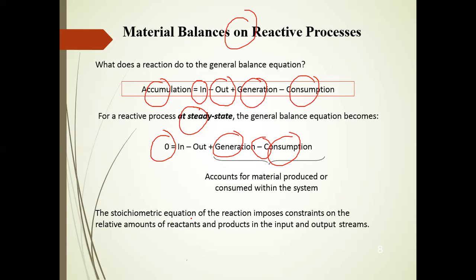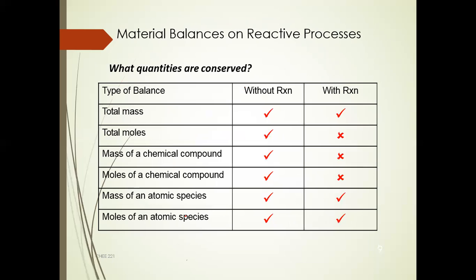So the stoichiometric equation for the reaction imposes constraints. The stoichiometric equation will always follow the balanced chemical equation. So it imposes some constraints on the relative amounts of reactants and products. If your equation is not balanced, not in exactly the relative stoichiometric coefficient ratios, then you cannot apply the material balance exactly correctly. So this is a very important table that will help.